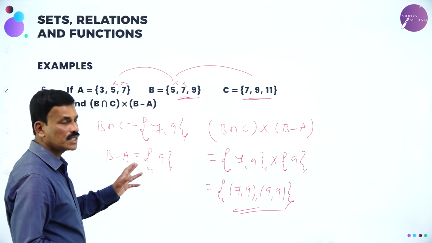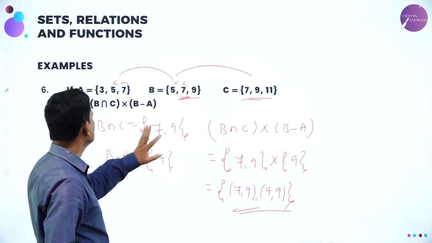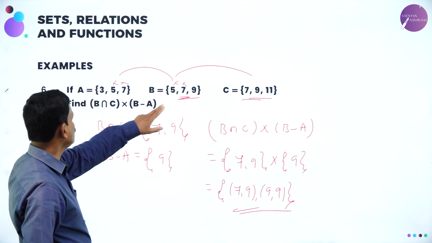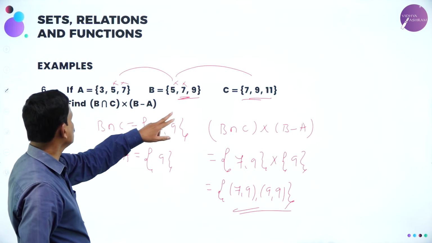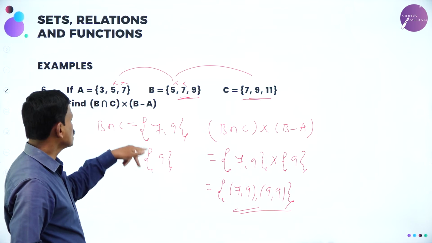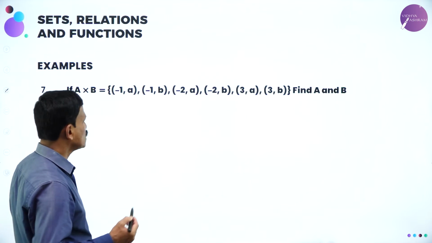Okay. Check once again. B intersection C. The intersection of B and C is {7, 9}. B minus A means elements which are in B but not in A. 5 is here, 7 is also there, 9 is in B but not in A. B minus A, that's it. Now let us come to the next problem.